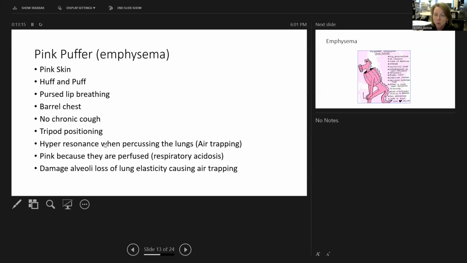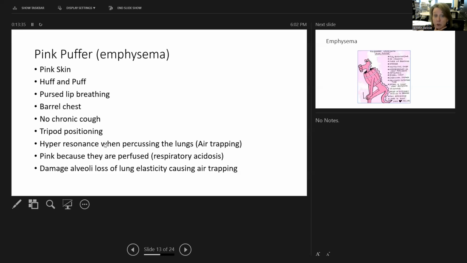Hyperresonance when percussing the lungs. Well, anytime we're percussing, if it's fluid, it's going to be a dull sound. If it's air, it's going to be a drum-like sound. Because we're air trapping, there's a lot of air. We have a hyperinflation of the lungs. Because of that, when we percuss, it's going to have a hyperresonance. We're going to hear it.